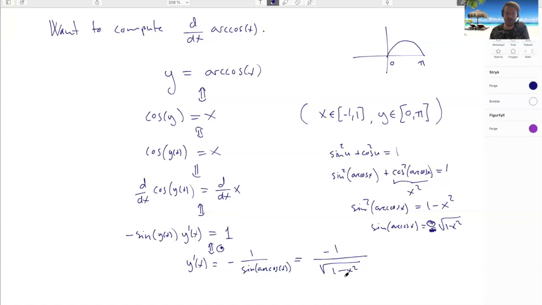So this is the derivative of the arc cosine. So remember, y is the arc cosine. So y prime is nothing but this derivative here. And we're done.